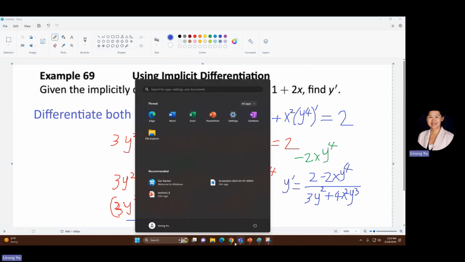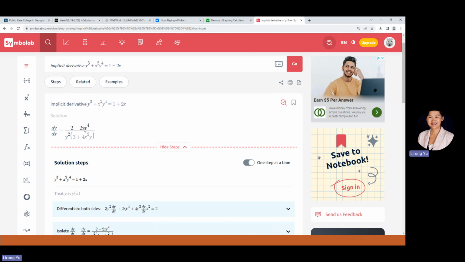But for the most part, I think we have the same answer. 2 minus 2x y to the fourth divided by 3. If you multiply the y squared, it's 3y squared plus 4x cubed plus y cubed. Basically the same answer as we have.